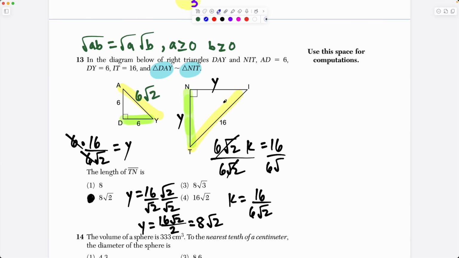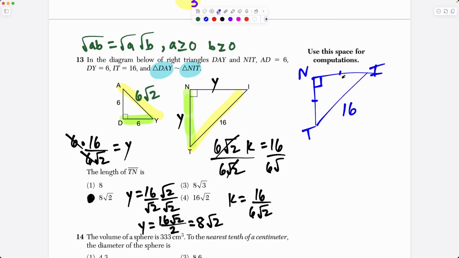Now, let's say the similar triangle stuff for this question was way too stressful. What you could also do, I'll just draw this triangle separately over here, is you could say, all right, for triangle NIT, we were told that this side is 16. And we were told over here in this triangle that both sides were the same.